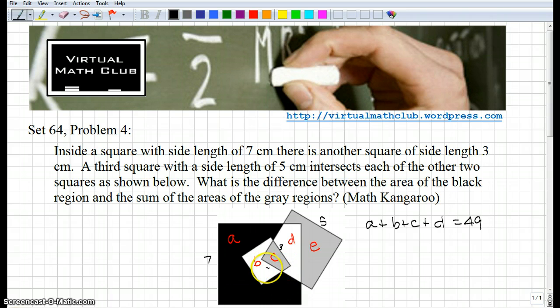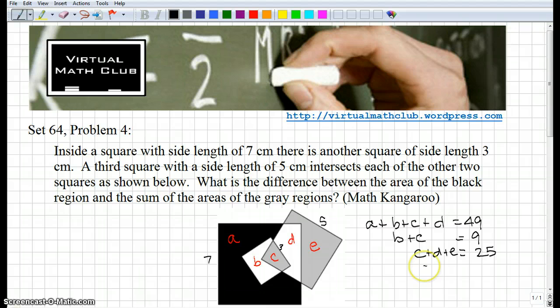Let's see, we also know that the small square is made up of region B and region C, and that's equal to 9. Right? It's 3 by 3. And then the medium-sized square, this 5 by 5 square, is made up of regions C, D, and E. So C and D and E add up to 25.